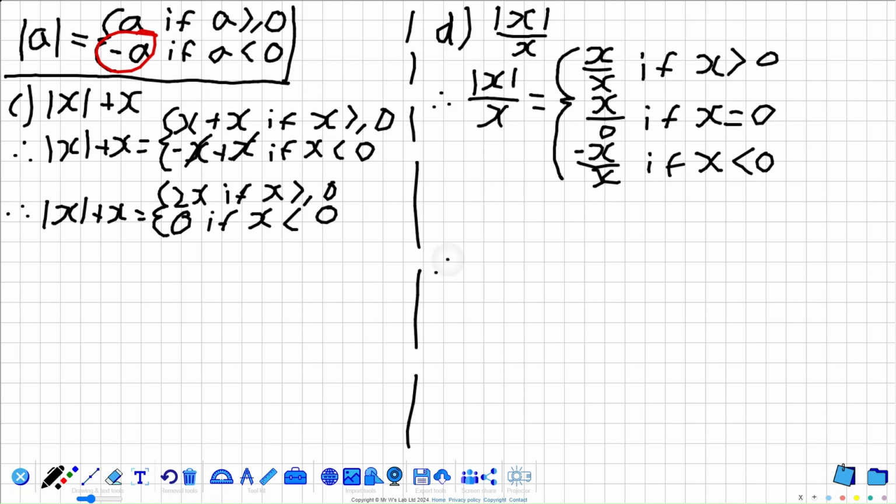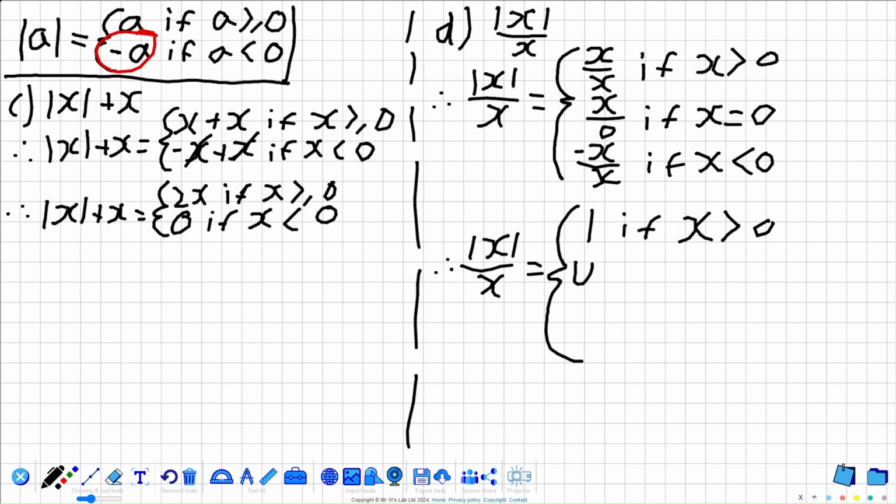And then we'll evaluate that further, so we've got |x| over x again, which equals, and then we'll draw our large brackets, hopefully that fits it all. And so x over x here, those will cancel each other out, so it'll just become 1 if x is more than 0, and then x over 0 is undefined, so I'll just write undefined if x equals 0, and then negative x over x equals -1, and that's if x is less than 0.